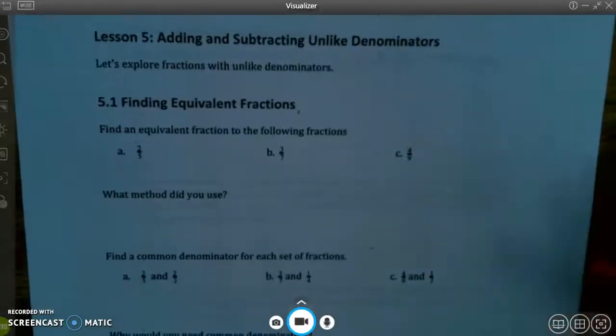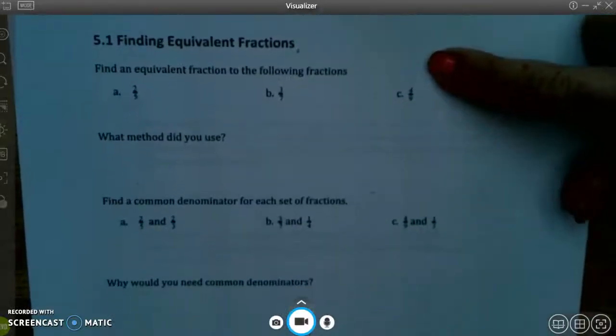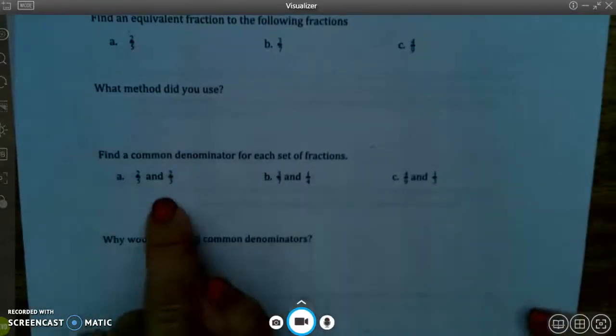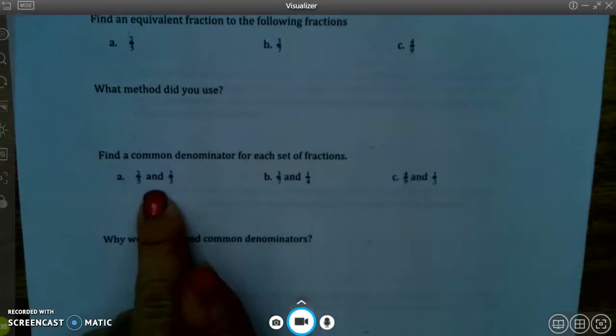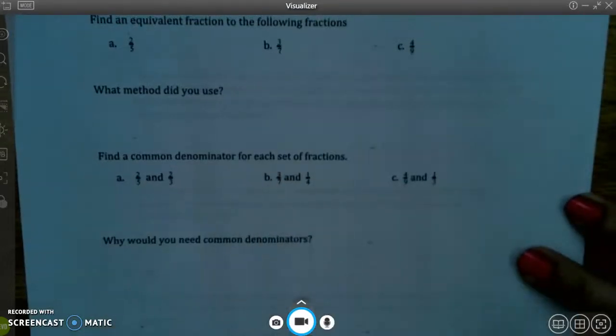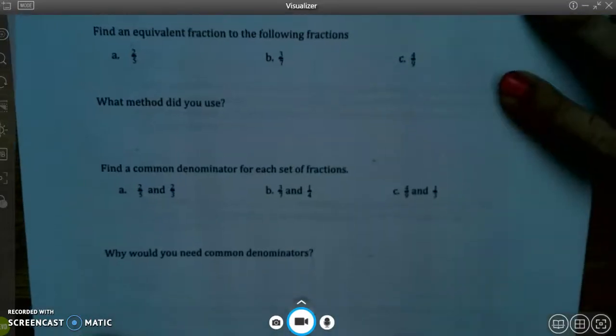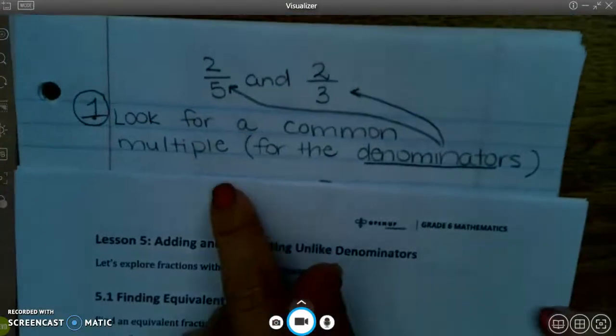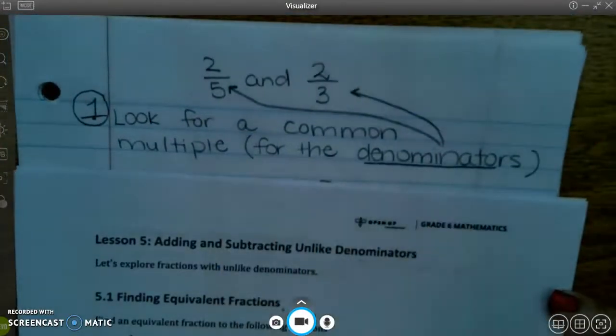Okay, so now that we have practiced finding equivalent fractions, we're now going to look at a set of fractions and determine what a common denominator could be for each set of fractions. So the way that we do this is we look for a common multiple for the denominators.